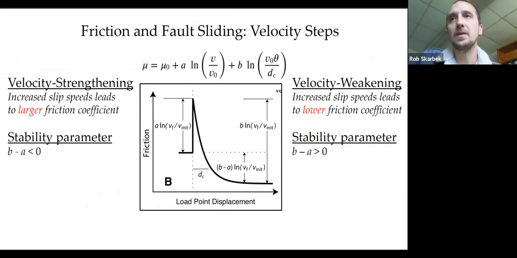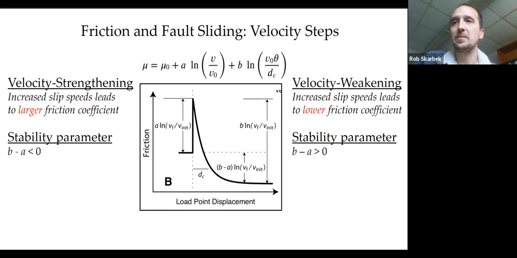Okay, so I just wanted to show a hypothetical velocity step. Again, the form of a velocity step is that the friction coefficient is at a steady state value at some initial velocity. Then the sliding velocity gets increased to a new value, and there's a spike in the friction, followed by a decay to a new steady state. The parameter D sub C is a measure of the amount of sliding that occurs during this decay.